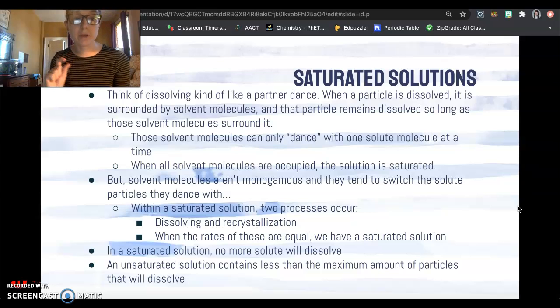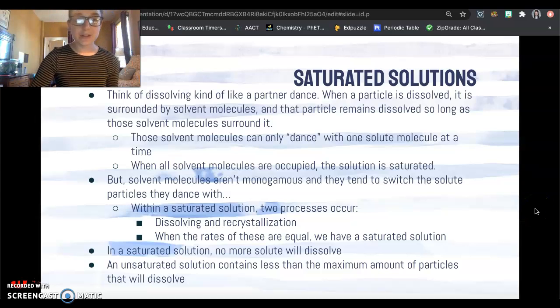So if you have a cup of water with salt in it, you keep pouring salt until eventually you have some solid particles at the bottom. That particle is not staying the same ions the whole time. The water molecules are kind of trading off partners. Sometimes the ions are in the aqueous state, and sometimes they're in the solid state. So when the rates of these two are equal, we have a saturated solution because at all times water molecules are occupied, even if it's not with the same particle the whole time.